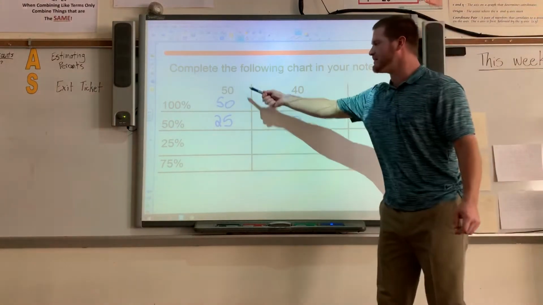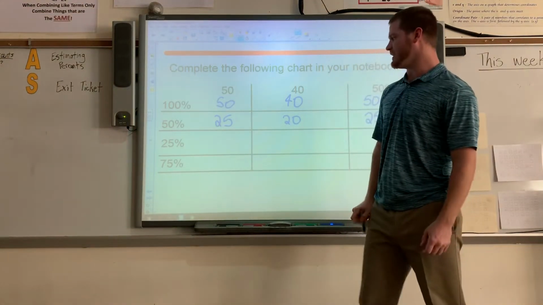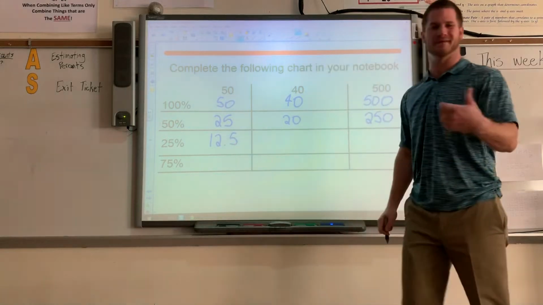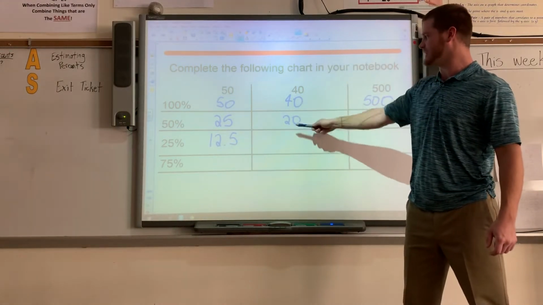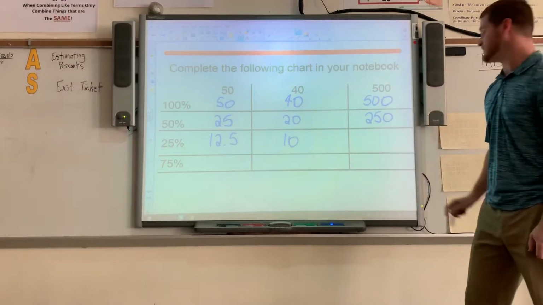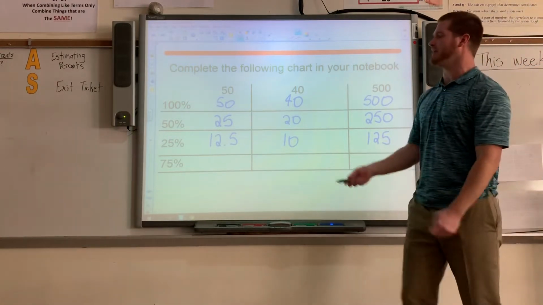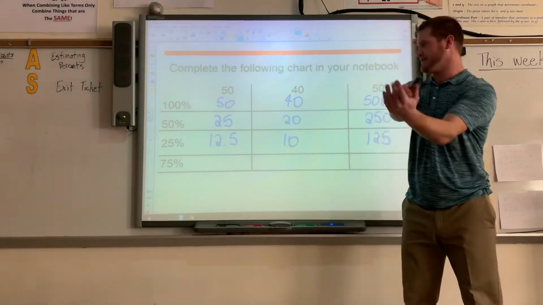Okay, 25%, we take half of it and then take half again. So half of 25 gives me 12.5. In this case, with percents, I would keep it the decimal, 12.5. Half of 40 is 20, 1/2 of 20 is 10. Half of 250 gives me 125.